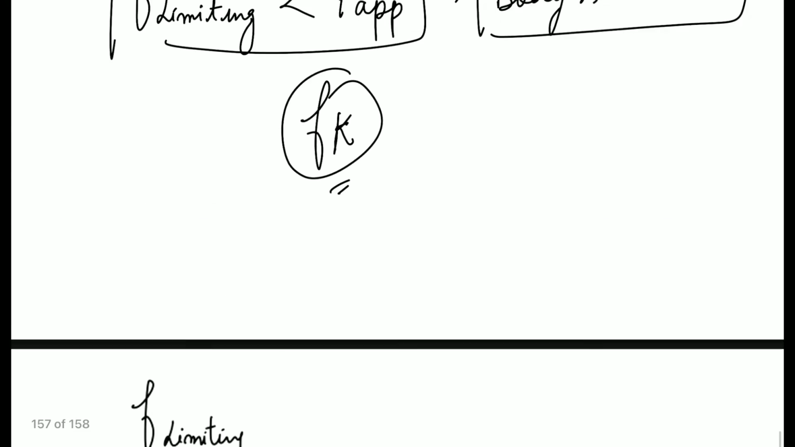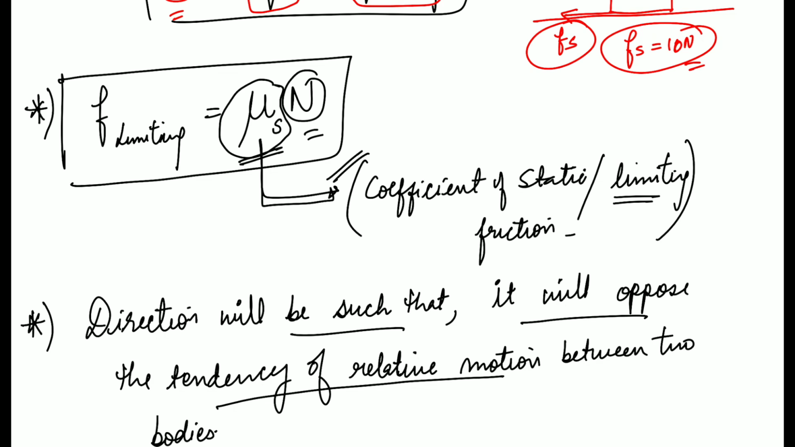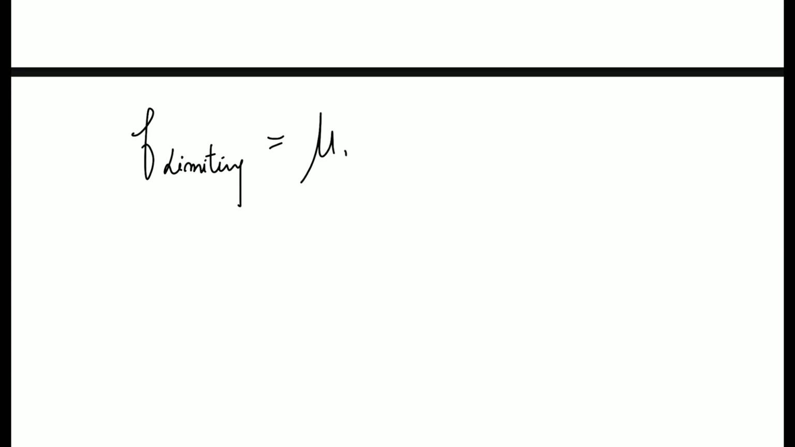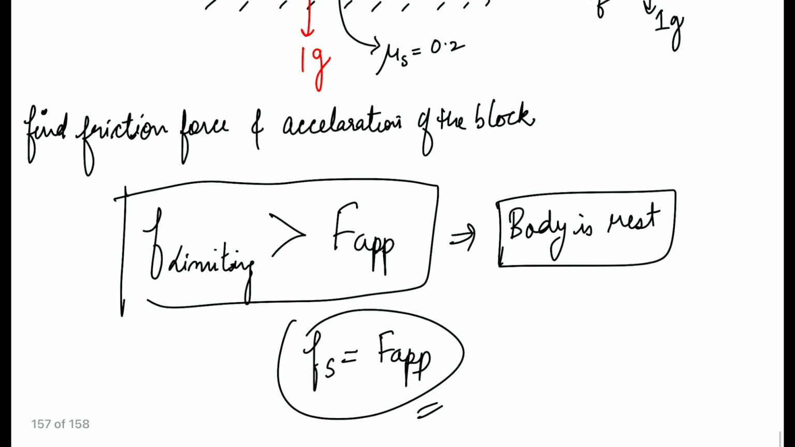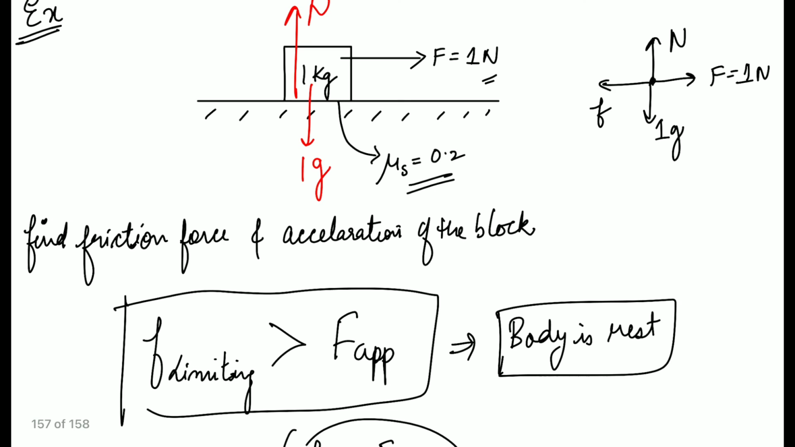First, I have to find out the value of F limiting. From our theory, I know I can find it with this equation: F limiting is equal to mu s times N. So to find F limiting, I need to find the value of N, and mu s is already given in the question. Yes, it is given as 0.2.